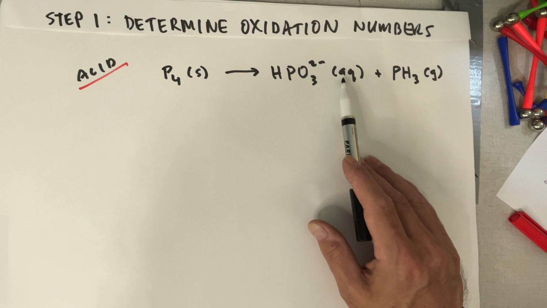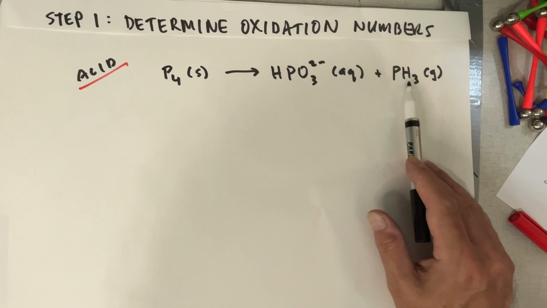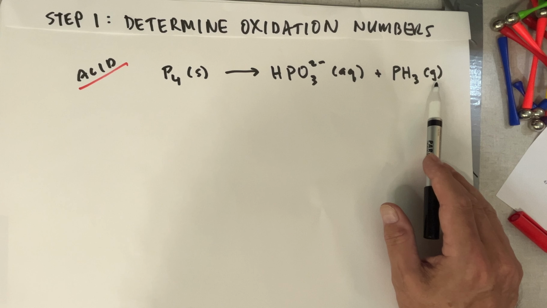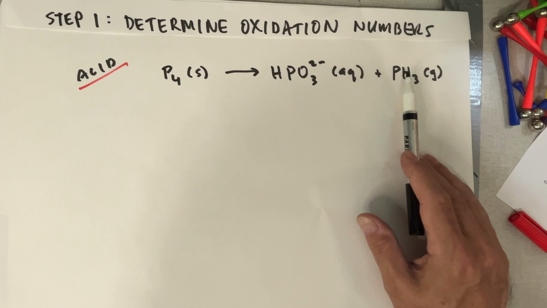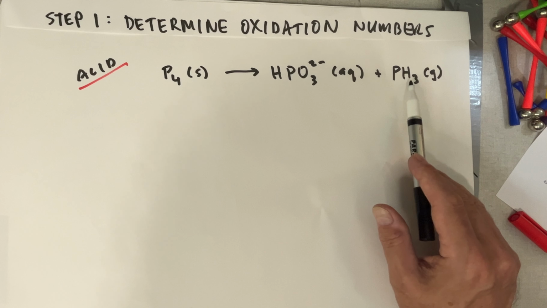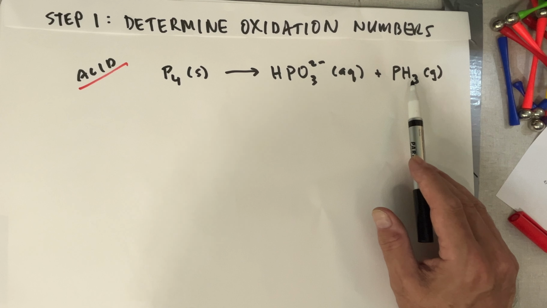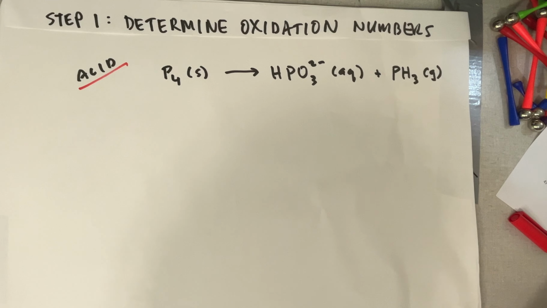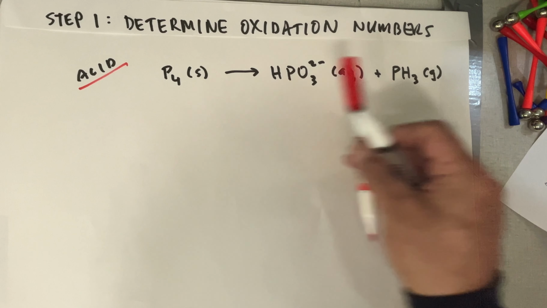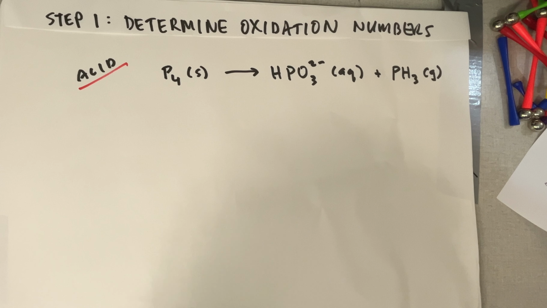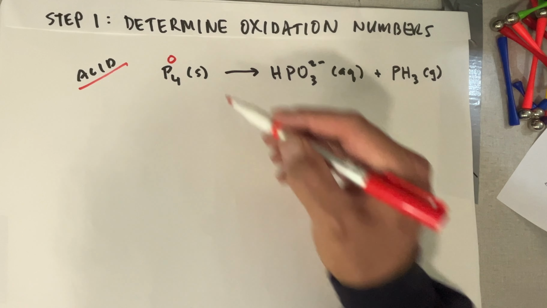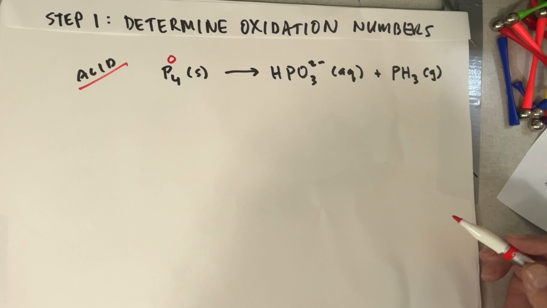In aqueous solution. And you have phosphorus trihydride in the gas form. This is also commonly known as phosphine. And I guess the IUPAC name is phosphane. So it gets a bit complicated. If we look at determining the oxidation numbers, we know that an element in its native form has an oxidation number of 0. So phosphorus there would be 0.